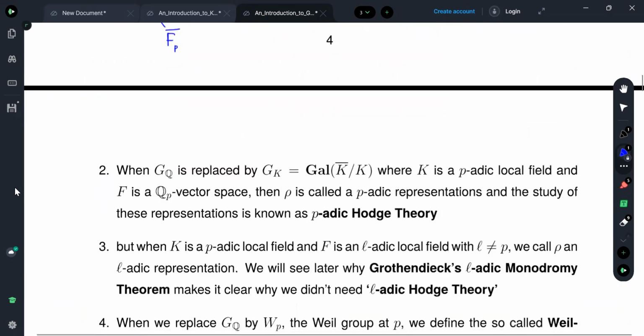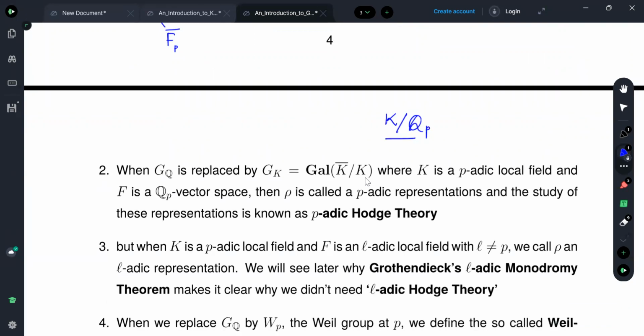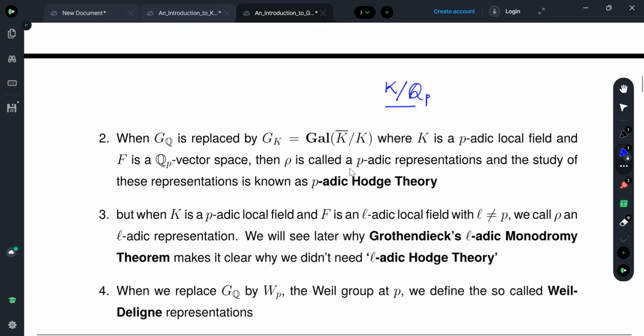Again, if GQ is replaced by the Galois group of a p-adic local field, by p-adic local field I mean that it is a finite extension of QP. If we consider a p-adic local field K and its absolute Galois group, then all its representations in the field QP we call p-adic representations, and it is a separate field of study known as p-adic Hodge theory.